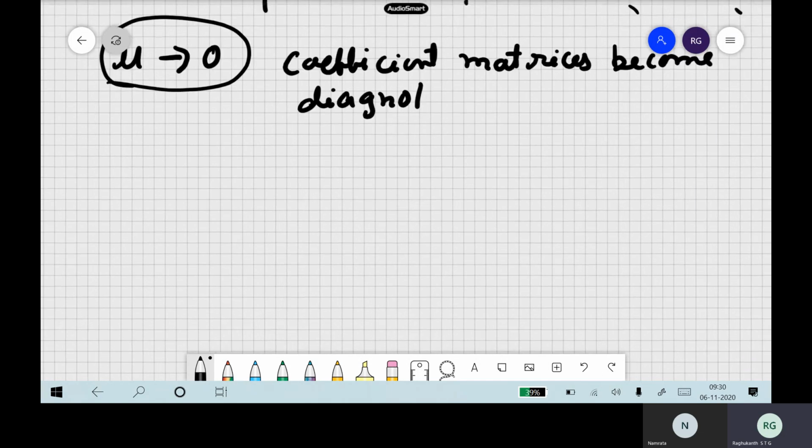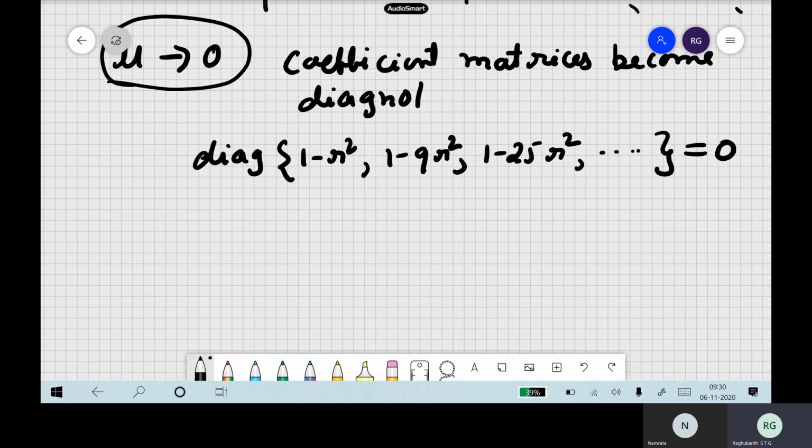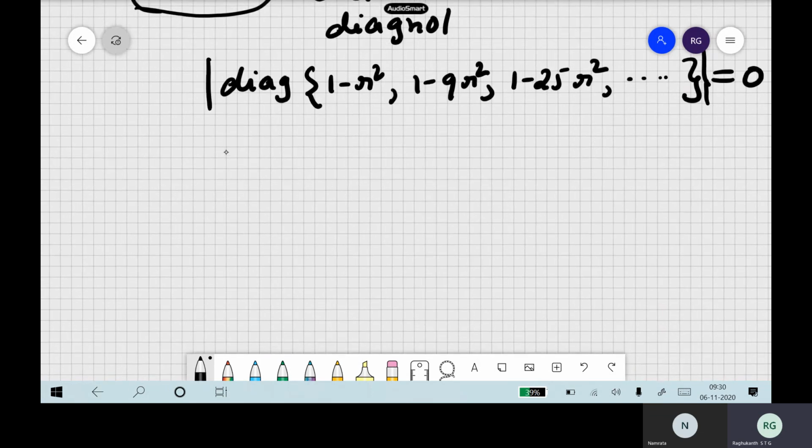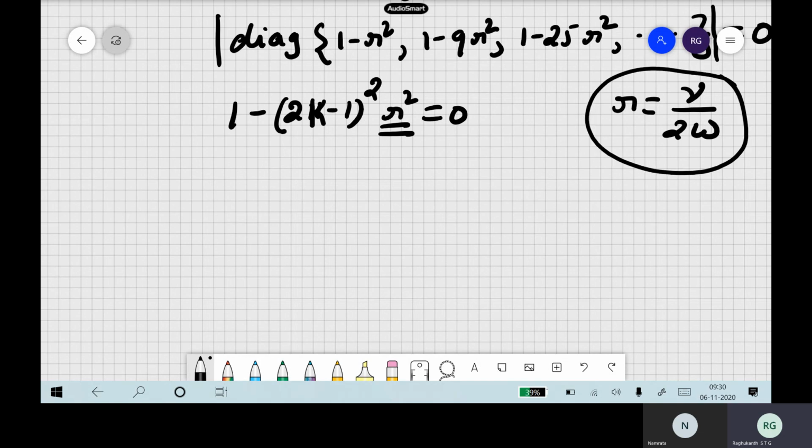So now all of them will be diagonal: 1 minus r square, then 1 minus 9 times r square, then 1 minus 25 times r square, like that. You followed. So the diagonals have to be equated to 0. If you solve this set, you get 1 minus (2k minus 1) the whole square r square equal to 0. So now we can find out the boundaries here. Now r is the one which contains nu by 2 times omega. This is our interest here.